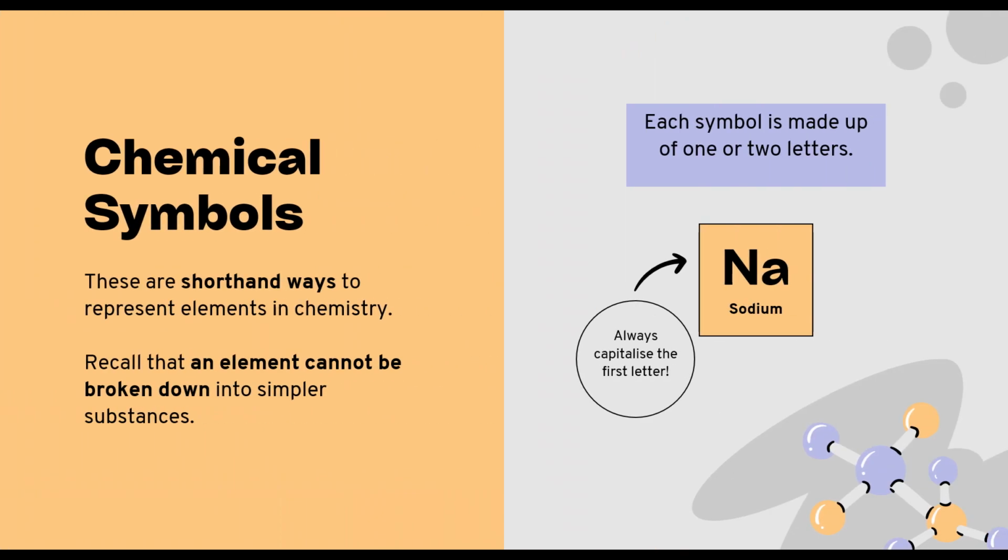First of all, you need to know what chemical symbols are. These are shorthand ways, that is, shortcuts, of writing the names of the elements in chemistry. Here you can see an example: sodium has Na as its short form. Whenever we write the name of an element, the first letter should be capital and the remaining letter small. Each symbol is made up of one or two letters. Recall that an element cannot be broken down into simpler substances. We have learned this in another video.